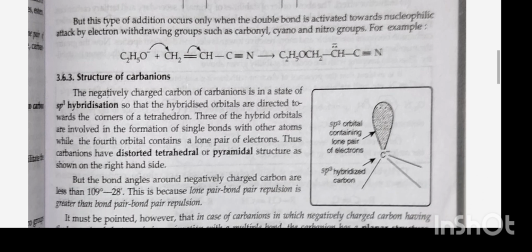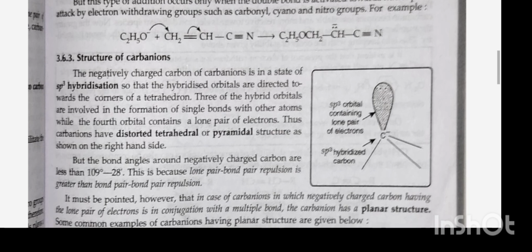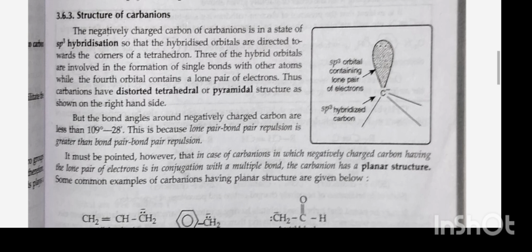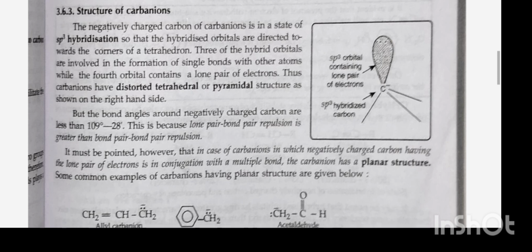Structure of a carbanion. The negatively charged carbon of a carbanion is sp3 hybridized, so that the hybrid orbitals are directed toward the corners of a tetrahedron. Three of the hybrid orbitals are involved in the formation of single bonds with other atoms while the fourth orbital contains a lone pair. The carbanion has a distorted tetrahedral or pyramidal structure as shown on the right hand side, but the bond angles around the negatively charged carbon are less than 109 degrees 28 minutes. This is because lone pair repulsion is greater than bond pair repulsion.